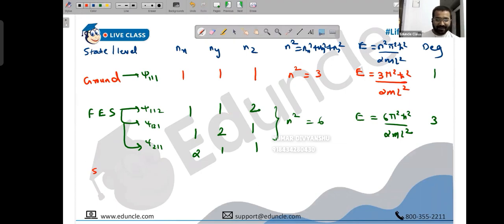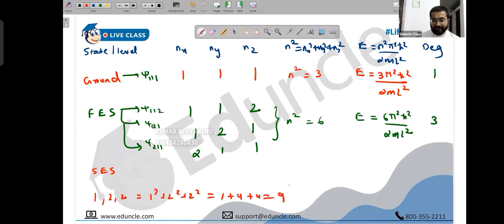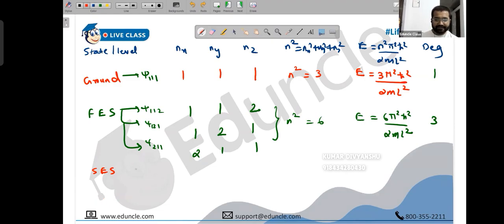Okay. Next. What about the second excited state? 122. We can check. If we check for 1 2 2, then the answer is 1 square plus 2 square plus 2 square. That's 1 plus 4 plus 4, which becomes 9. Another combination could have been 1 1 3, but this crosses 9. Obviously, this becomes 11. So yes, 1 2 2 is a good combination. So let's write the second excited state as 1 2 2.